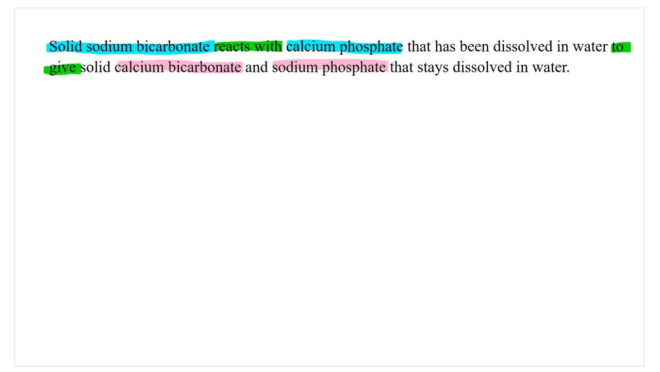So, solid sodium bicarbonate. What is the chemical formula for sodium bicarbonate? NaHCO3. Bicarbonate is one of the polyatomic ions that you just have to memorize. Sodium is Na+. Bicarbonate is HCO3 with a minus. So that's a match made in heaven. That's going to react with calcium phosphate. What is the chemical formula for calcium phosphate?